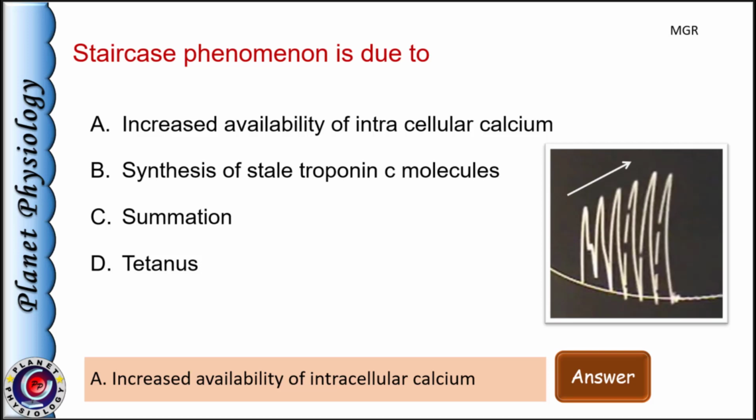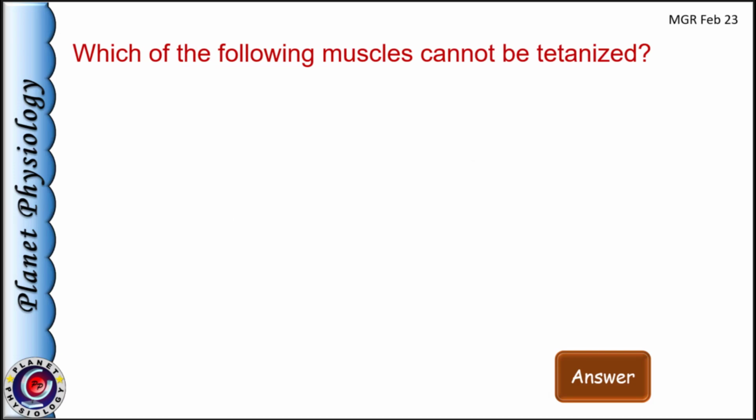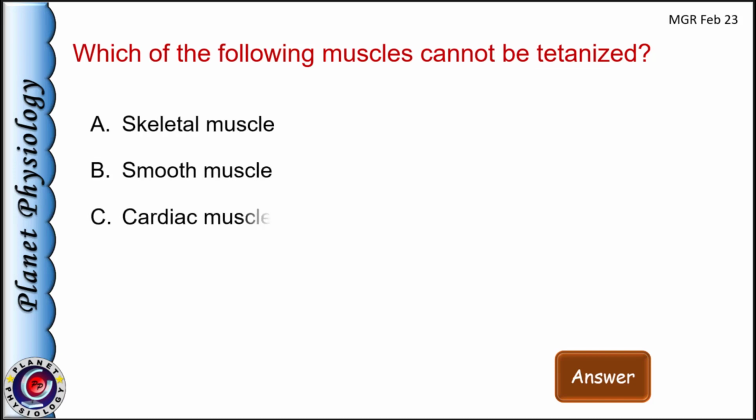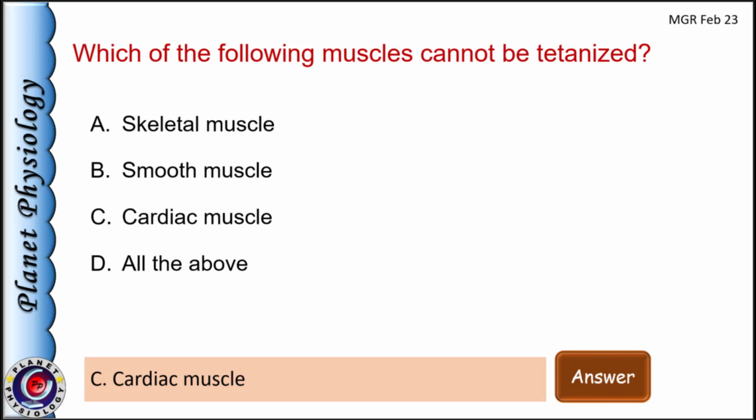Another MCQ from MGR question paper. Which of the following muscles cannot be tetanized? A. Skeletal muscle, B. Smooth muscle, C. Cardiac muscle, D. All of the above. Okay, a simple question. Cardiac muscles cannot be tetanized, and the reason for this is their long refractory period.